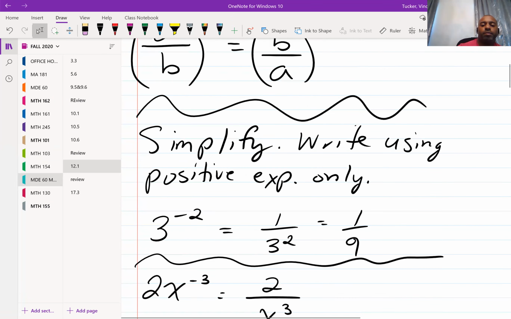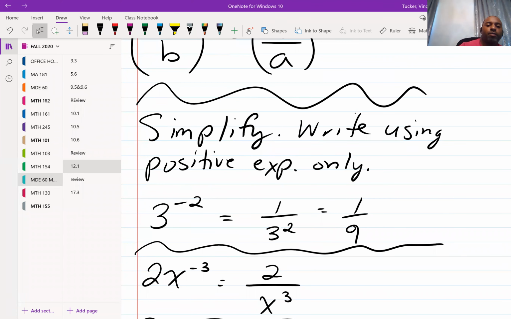So the first one, 3 to the negative second power. To make it positive, we drop it down to the denominator. Don't forget, you do have to have something represented in the numerator to signify that that's in the denominator, 3 squared. In the numerator, we're going to put that 1 up there because there was nothing else. And so 3 squared then can be simplified to 1 over 9.